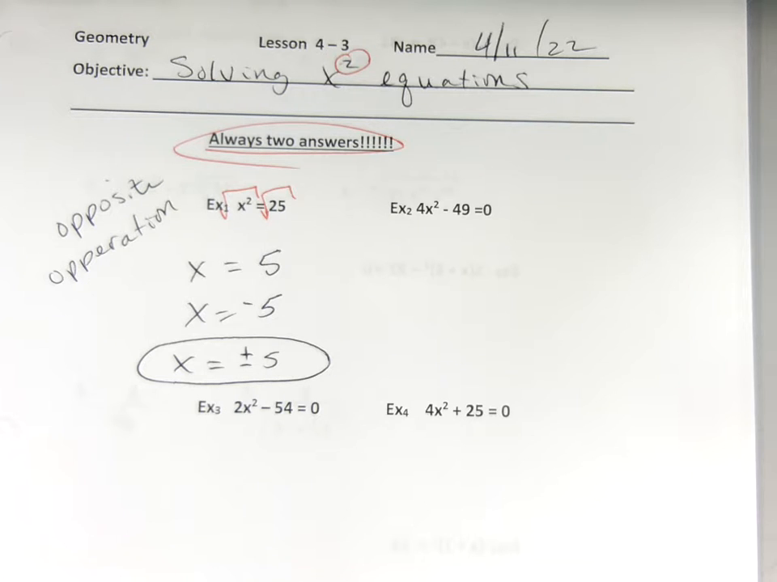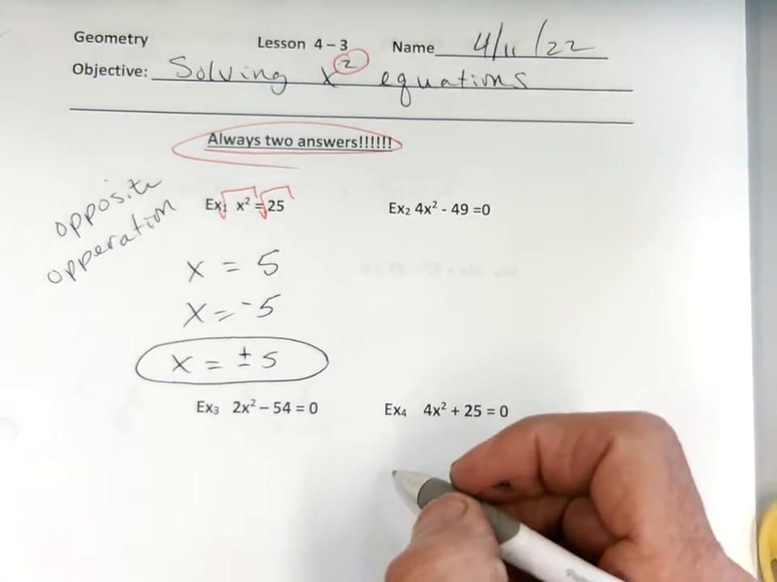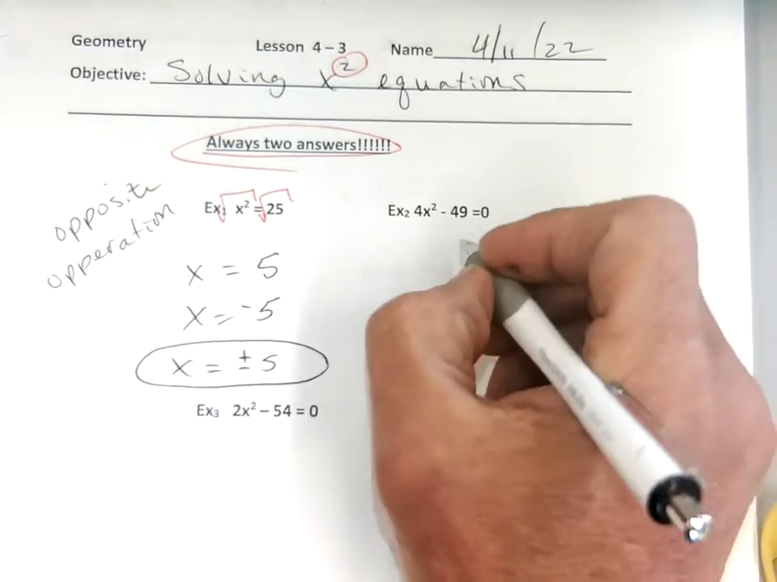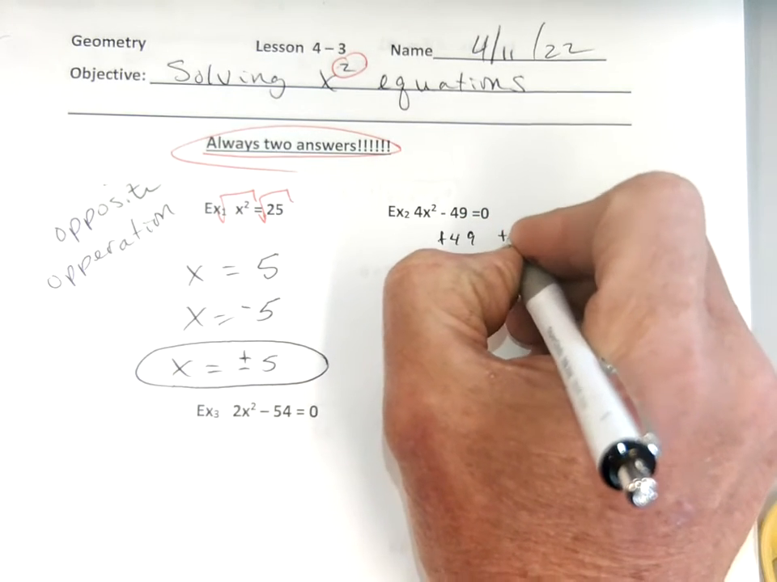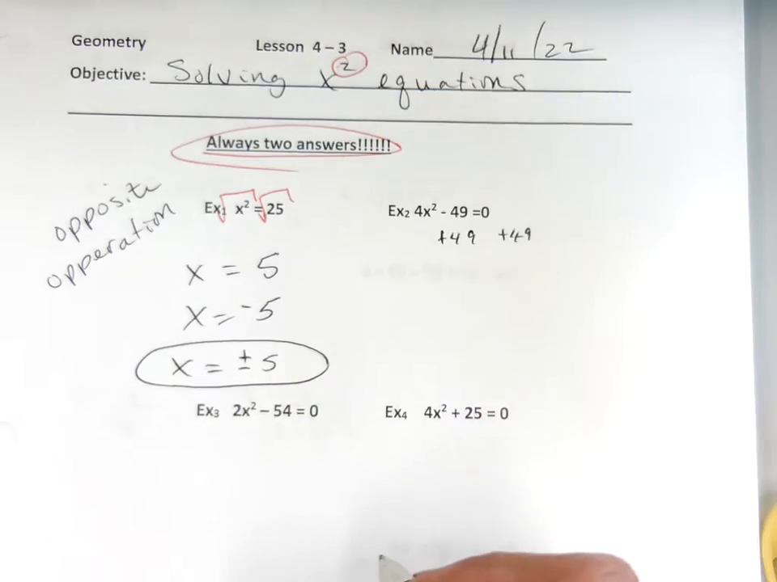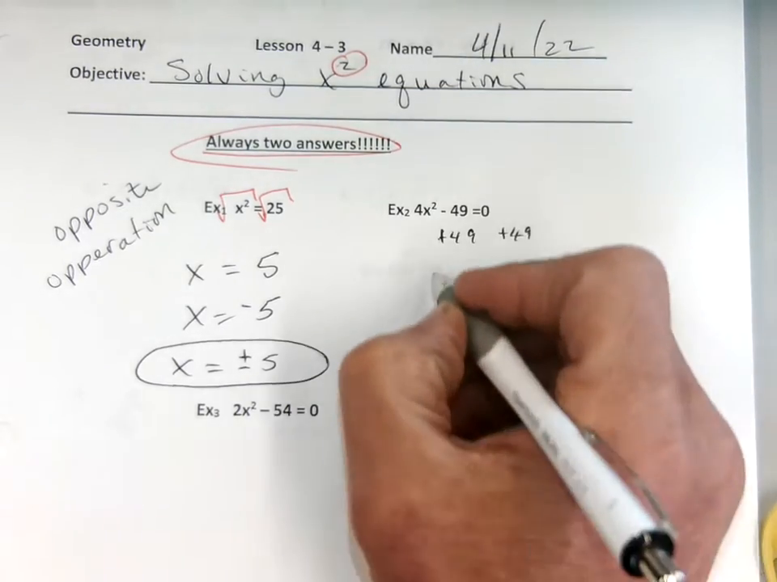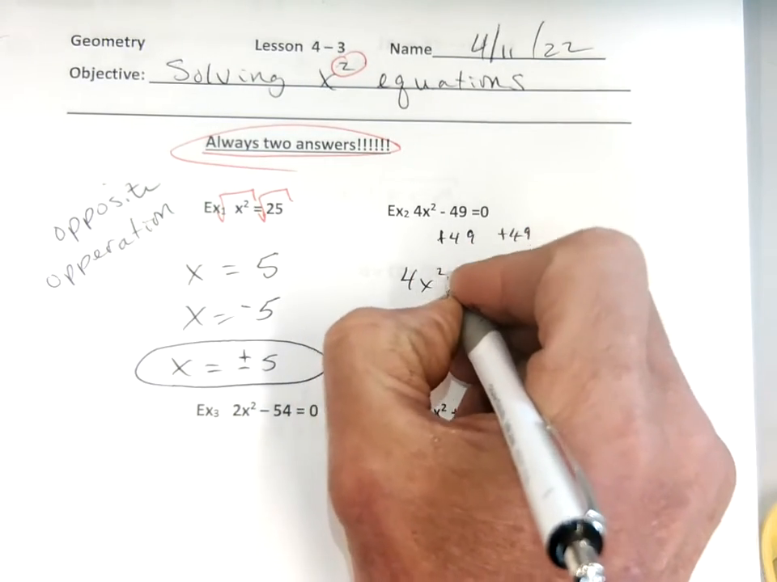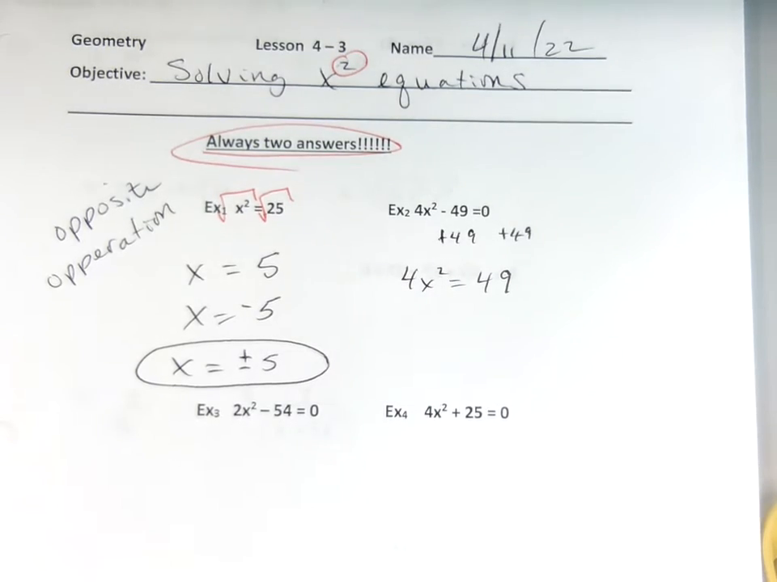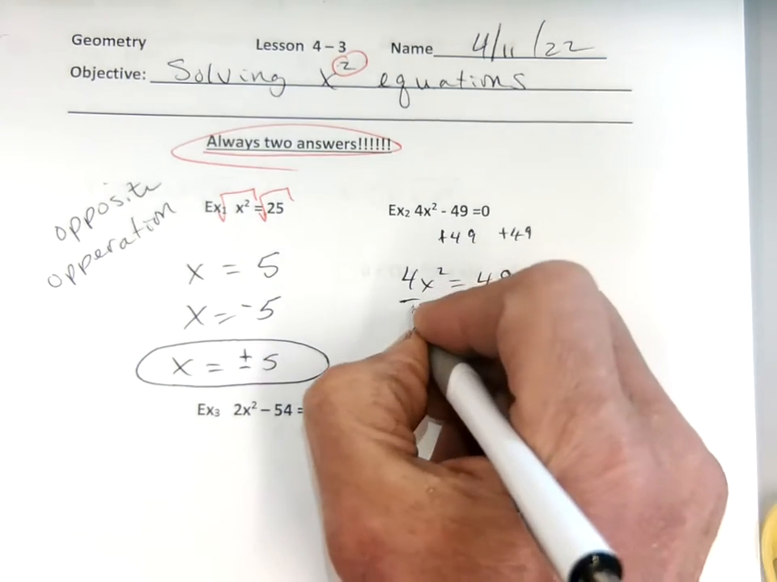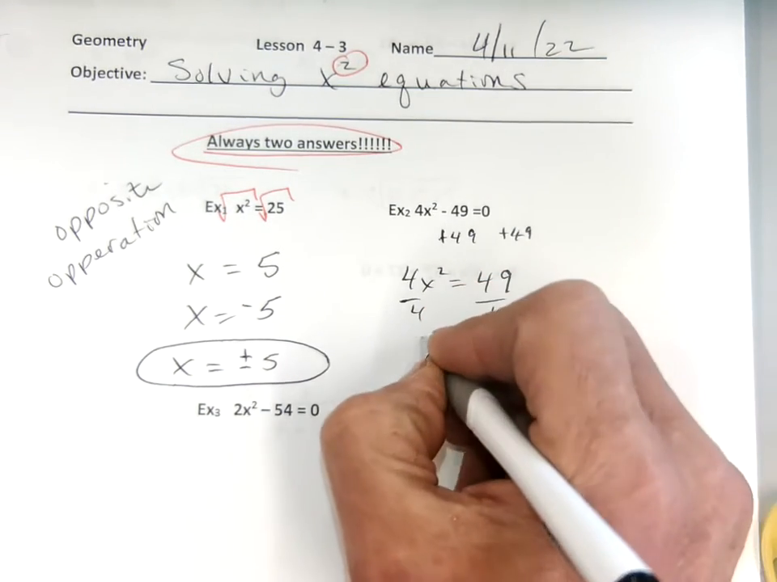All right, example 2. What do you think about example 2? Well, let's just go ahead and try and solve it. I've got a bunch of numbers, so I'm going to go first plus 49 to both sides. I'll have 4x squared equals 49. That makes sense. We agreed, just like solving regular equations. Divide by 4, divide by 4.